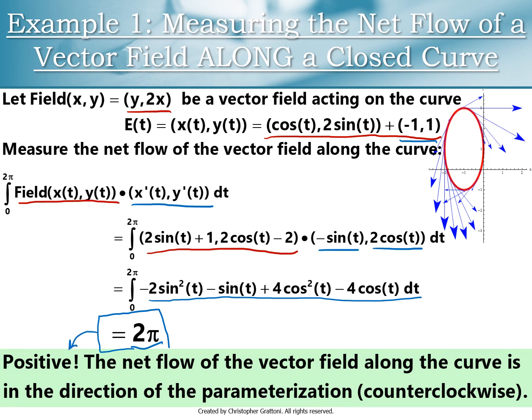The net flow of the vector field along the curve is in the direction of parameterization, which in this case turns out to be counterclockwise. So that interpretation step is going to be worth points every single time it comes up. So getting to the numerical answer, great. Now you need to interpret that numerical answer. The net flow of the vector field along the curve is, since it's positive, in the direction of parameterization, in the direction of the tangent vectors, which in this case gives us counterclockwise.